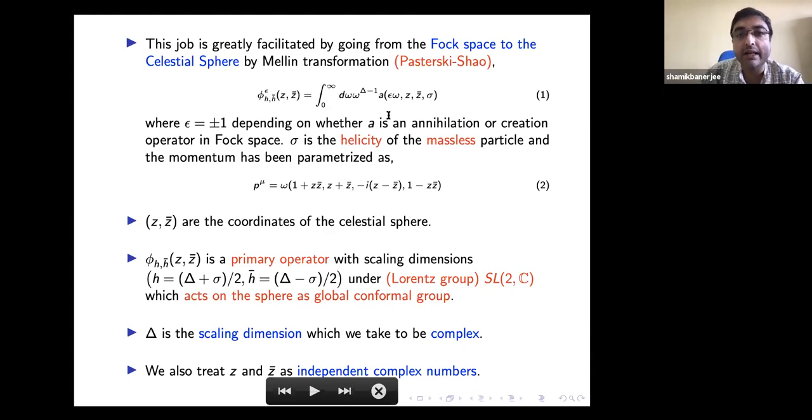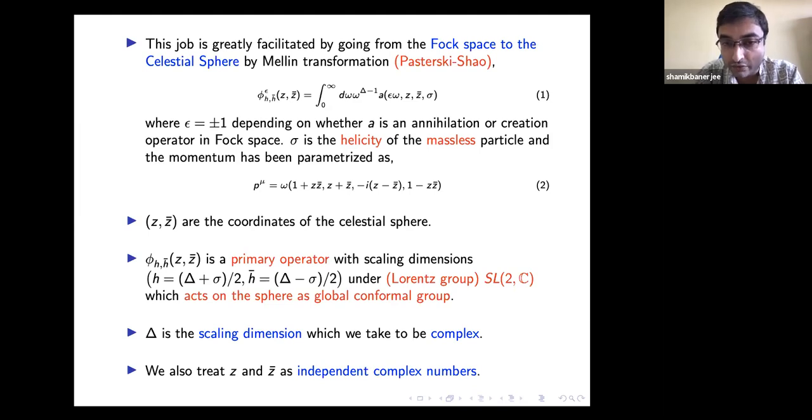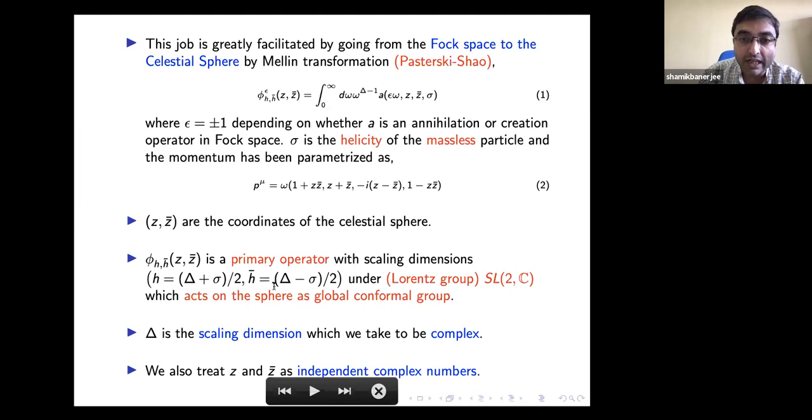Now the good thing about this integral transformation is that this particular field which you have here, phi_h, h-bar, z, z-bar, is a primary operator with scattering dimensions h and h-bar. So these are the standard expressions from two-dimensional conformal field theory. h is delta plus sigma by 2, and h-bar is delta minus sigma by 2, and this delta is the one which appears in the integral transformation. It is a primary under the SL(2,C), which acts on the sphere as the global conformal group.